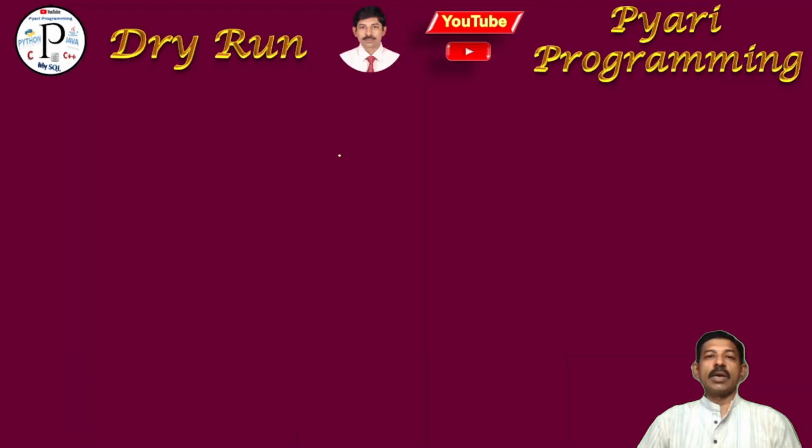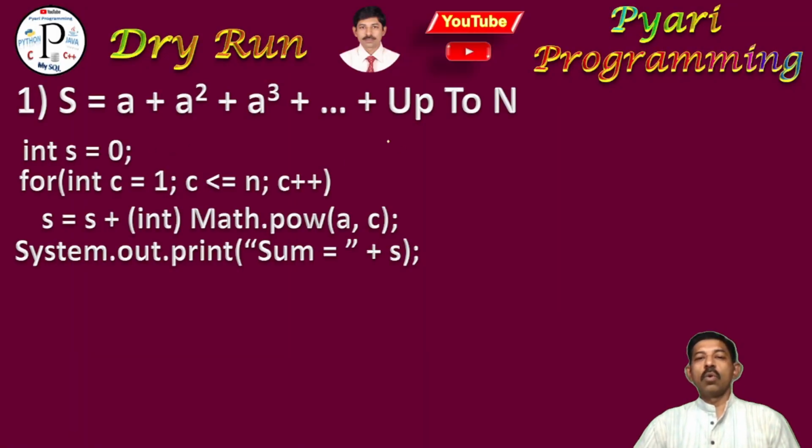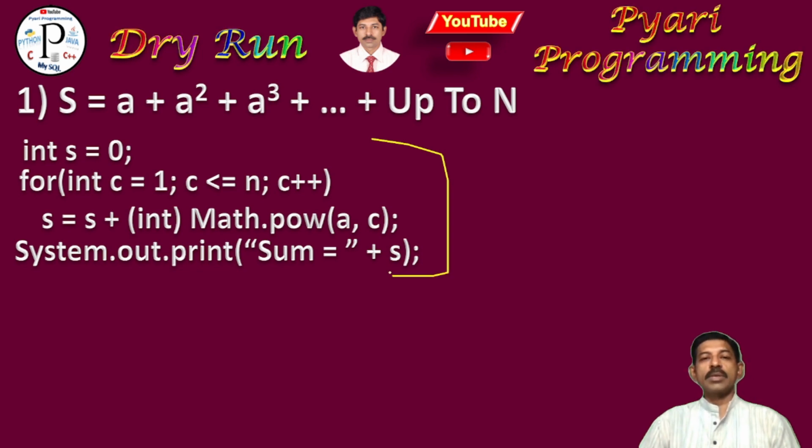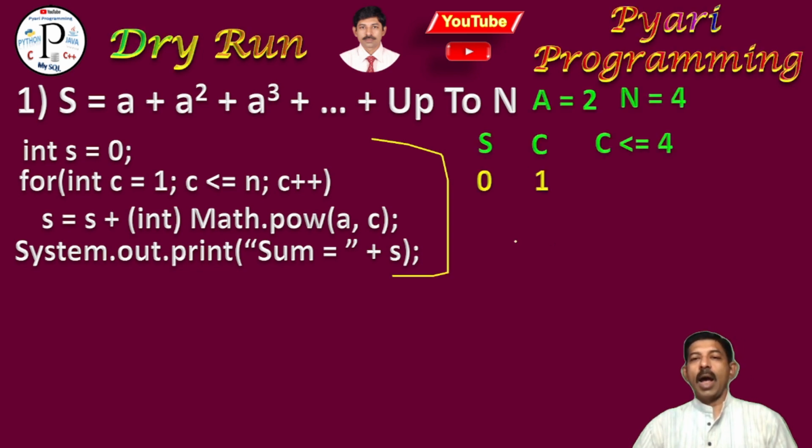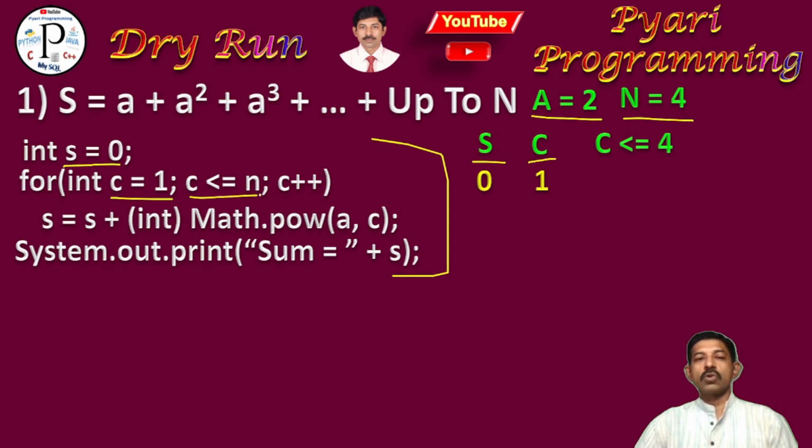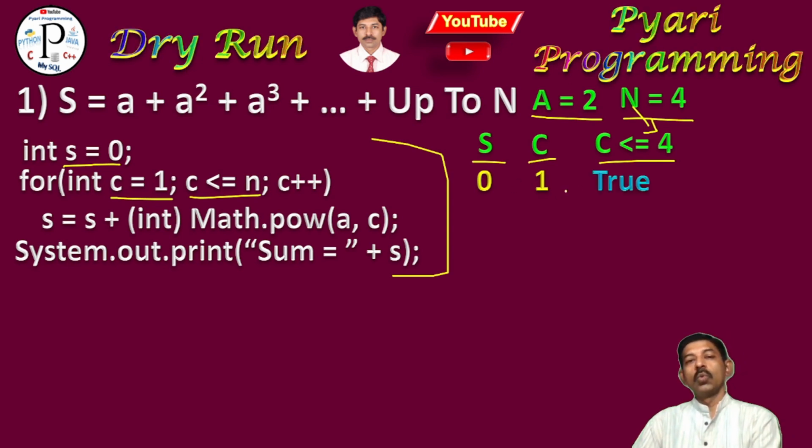Now it's time to see the dry run of this program. This is the code that is used to calculate the sum of the series. I'm assuming the user has entered a value as 2 and n value as 4. Here I have taken sum equal to 0, so in the dry run sum is 0. Here the initial value of c is 1. The condition is c is less than or equal to n, that is c is less than or equal to 4 because n value is 4. Already I told you the need of the equals to symbol. C value is 1. 1 is less than or equal to 4. True. I will get inside this loop to calculate the sum.